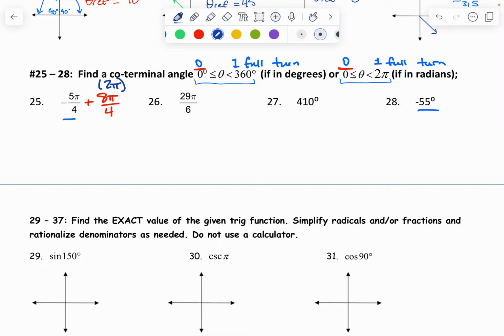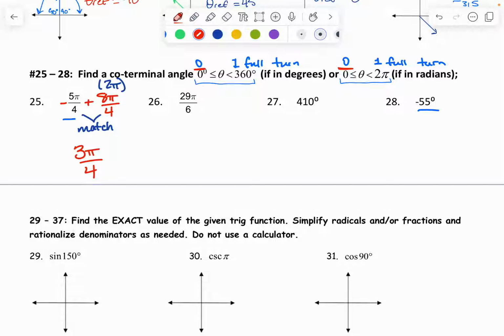When we're talking about radians, a positive full turn is 2 pi, but we need the denominators to match, so we have to rewrite that 2 pi with a matching denominator. So we have negative 5 plus 8, and that gives us 3 pi over 4. That's our coterminal angle.